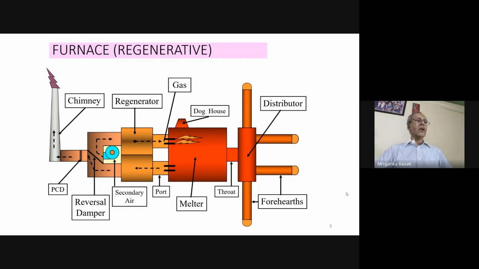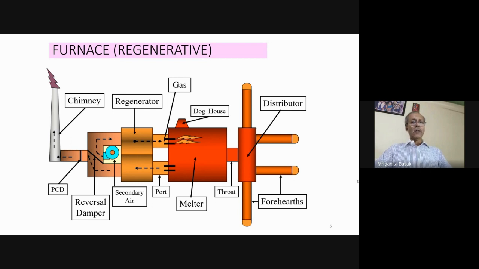Now, what is the regenerator construction? Regenerator is separated by a wall. There are two compartments in it. These two compartments are made of certain refractory blocks, which are called checker blocks. The checker blocks have a particular property, that is, it heats up first and it cools down also first. In the beginning, say, on the right-hand side chamber, the flue gas is flowing through it.